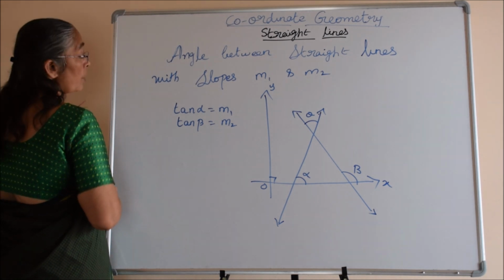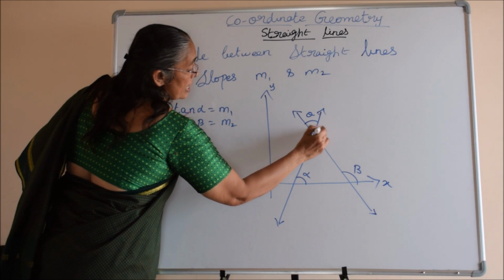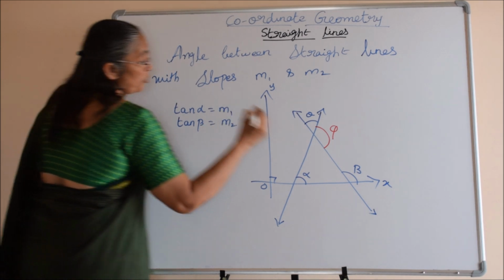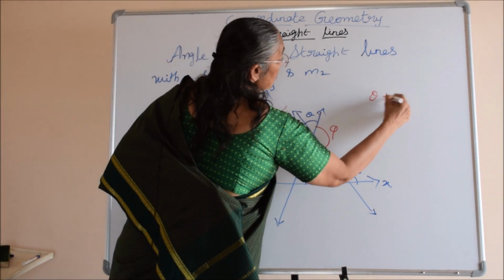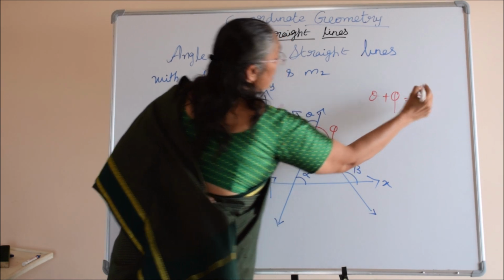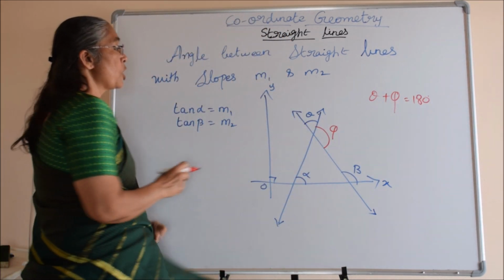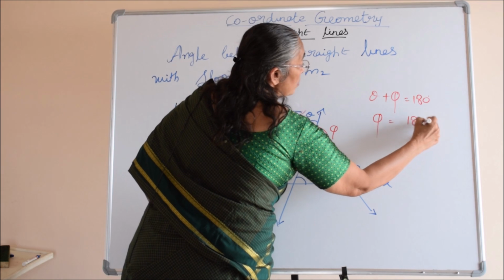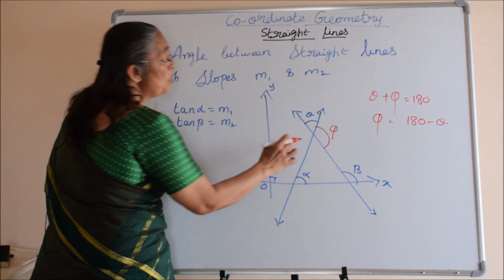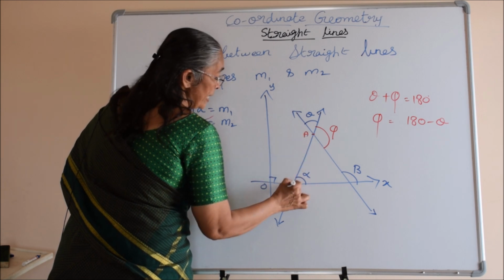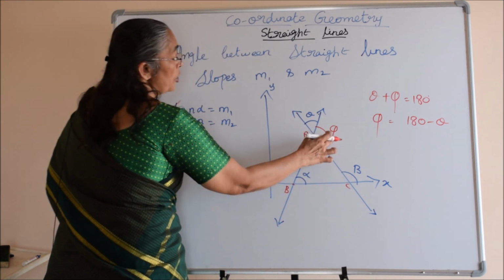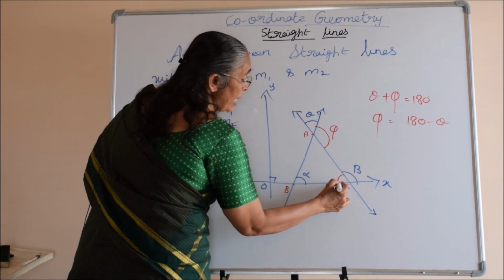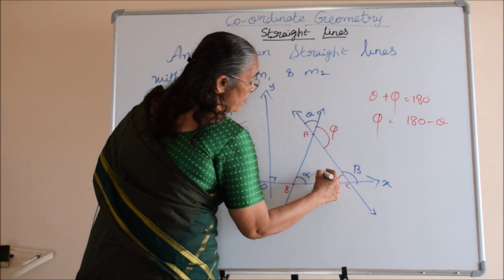Now, if I consider this one as phi, the whole angle theta plus phi is equal to 180 degrees. So, I can write phi as 180 minus theta. This is one condition. Now, this is a triangle; let me mark it as triangle ABC. Angle phi is the exterior angle for this triangle.